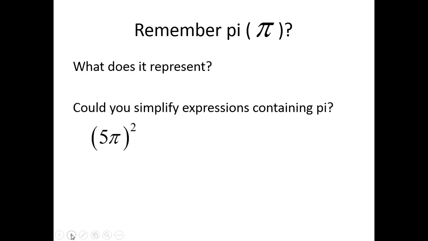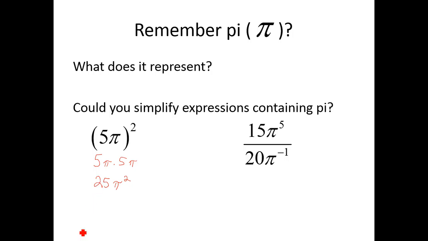Now, what if we kept things in terms of pi like you did in geometry quite often? Could you simplify expressions containing pi? Sure, this says 5 pi squared. That means 5 pi times 5 pi, which would be 25 pi squared. And then you could type this into your calculator as 3.14 squared times 25.